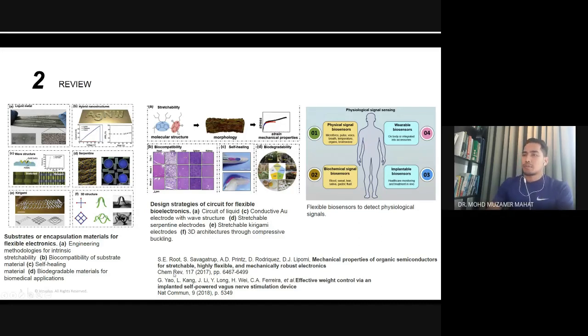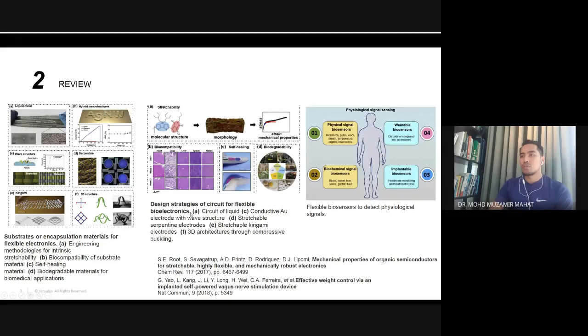Another important part is we can see the design strategies of circuit for flexible bioelectronics. And you see this one, circuit of the liquid conductive gold electrode with wave application. I think it was actually, oops, cross. Okay. So those are the things that are important for us to consider. This one is upside down, the caption. I also didn't notice. Okay.